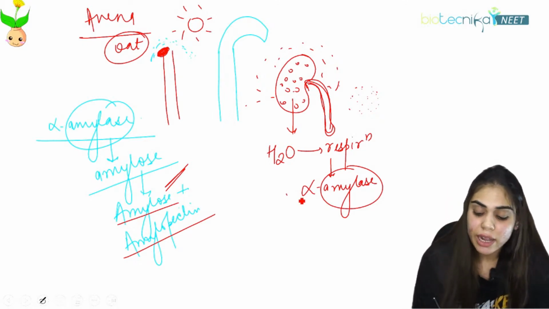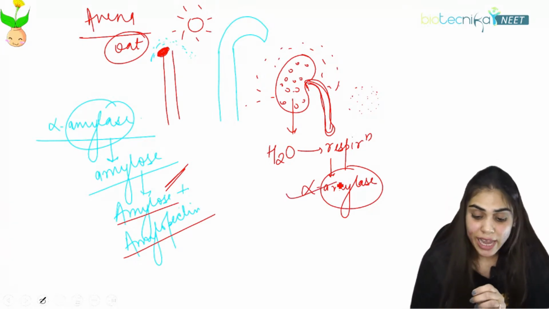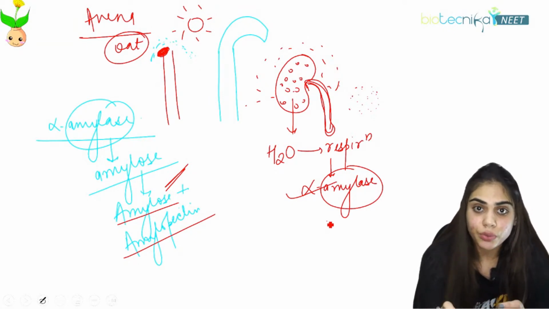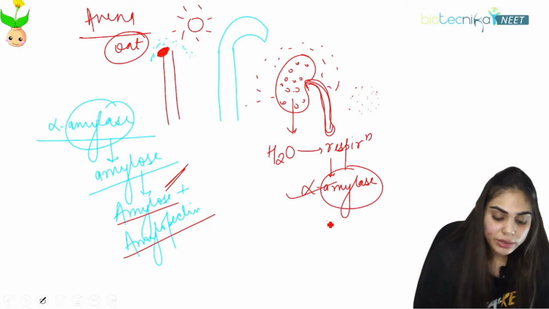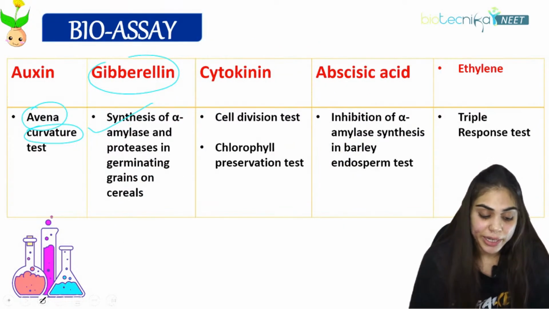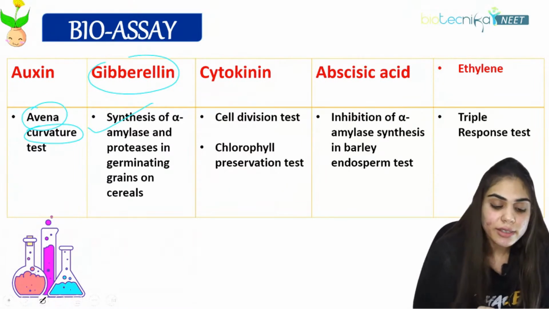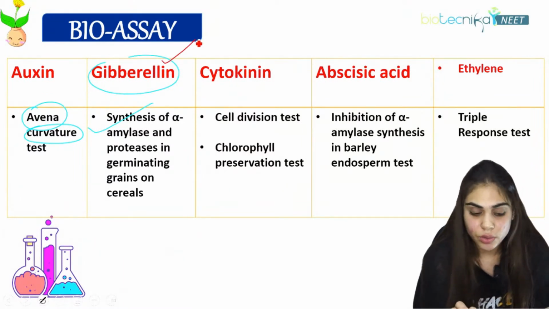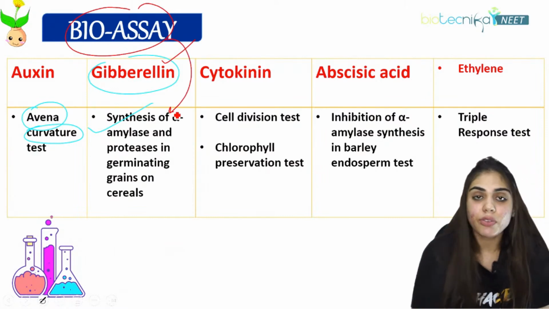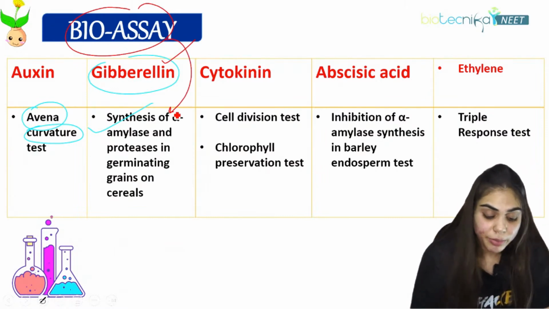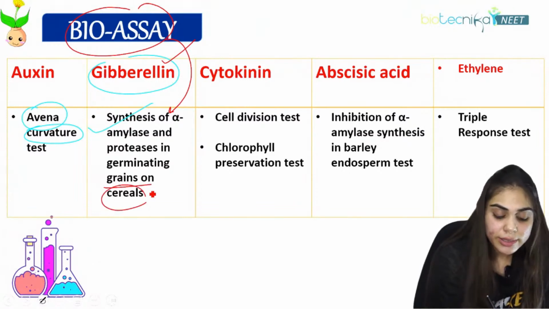So how are the seeds germinated? It is because of the alpha amylase enzyme that is acting on the starch, the stored food in the seed, and causing the seedling to grow. That is what is called alpha amylase production. Who is doing this? Gibberellin is helping in doing so. This is the bioassay for Gibberellin: the alpha amylase and proteases in germinating seeds, grains of cereals.